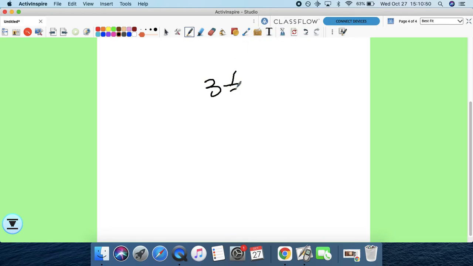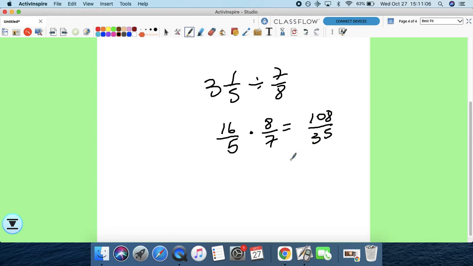3 1/5 divided by 7/8, and that's going to give us 16 over 5. I'm going to change that to an improper fraction, times 8 over 7. Nothing to simplify. 35 at the bottom, 35, 70. You can go 3 times, right? Which is 105 and 3 over 35.